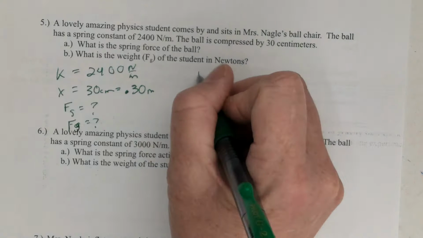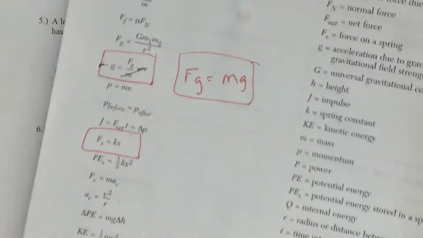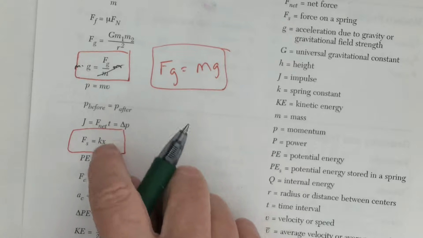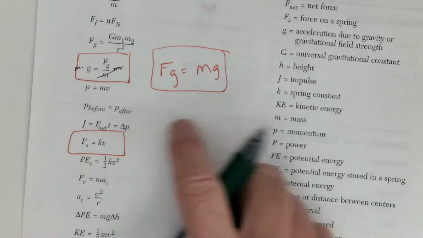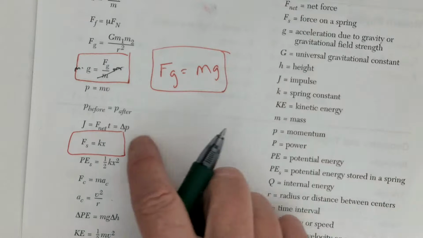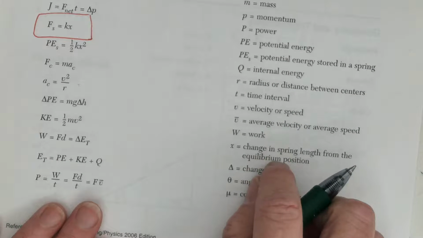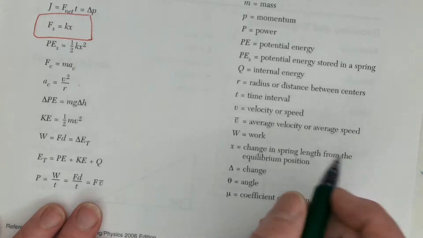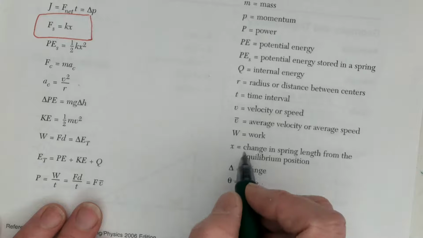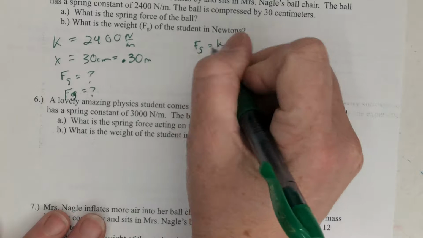All right, let's do the force of the spring. What's the force of the spring? Well, you've got to take your reference table. Fs, force on a spring. K, our spring constant, which is given, and X. X is the elongation or stretch, or the squishing of the spring. So that's the change. That's the part that changes. All right, so I'm just going to put down Kx.